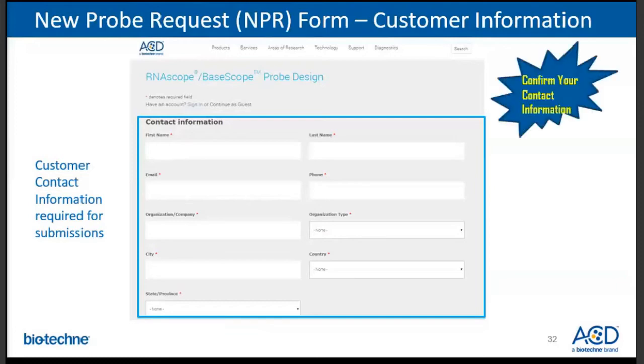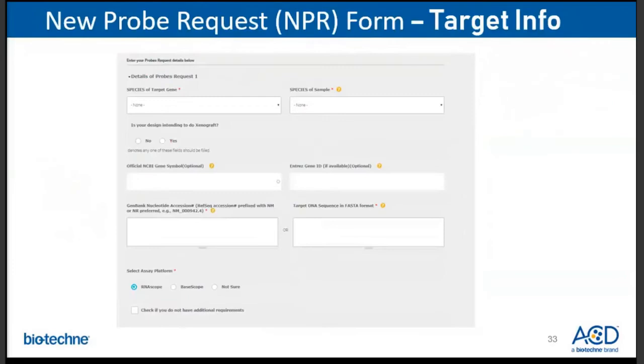So confirming this information is also important to make sure that you've provided us with the correct email, and you should receive a confirmation after your submission. If we have any other questions, we'll send you an email with any questions that we have.